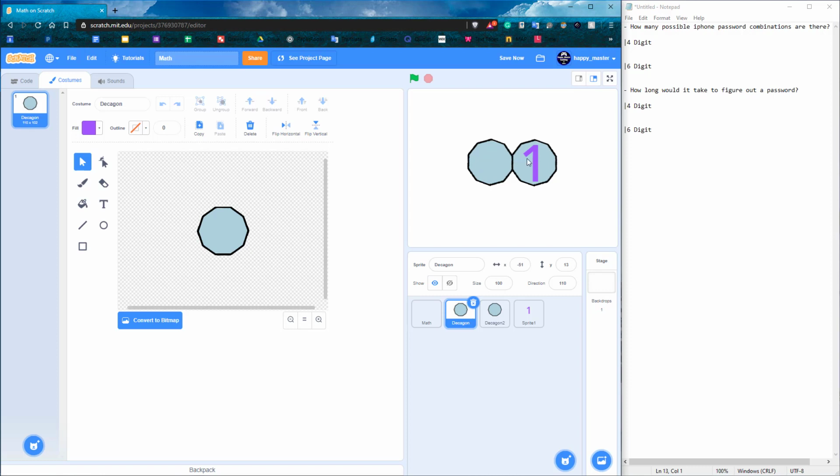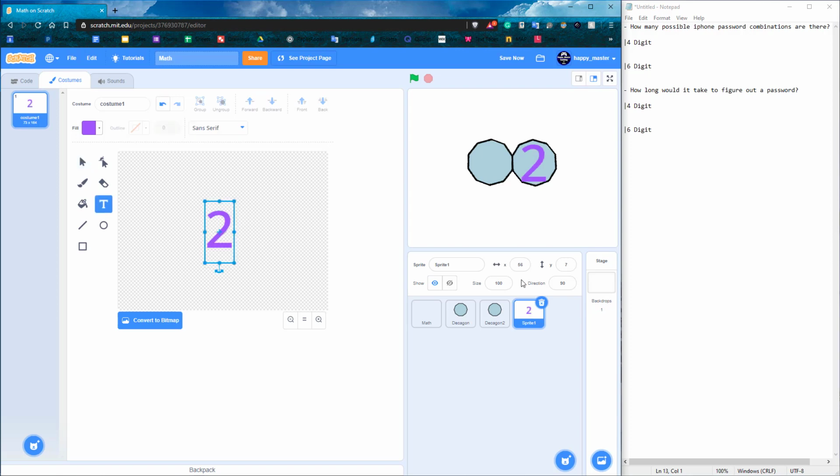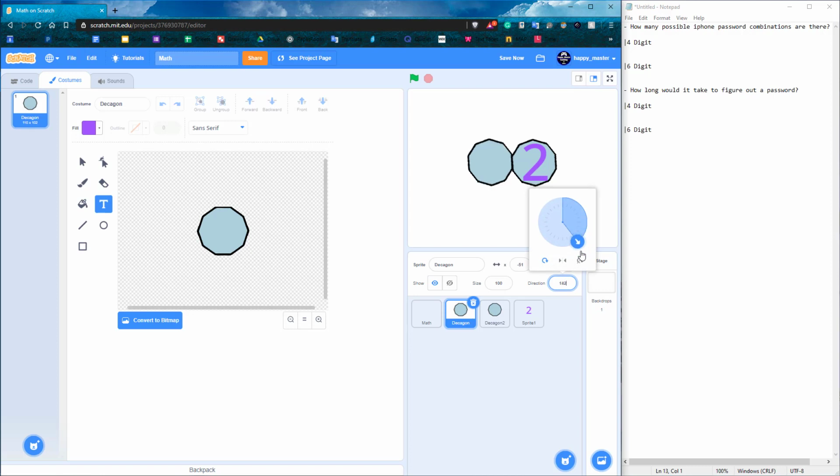Then you could take this one and rotate it this way, so this one's now 2. Now that this one's 2, the other one goes 1, 2, 3, 4, 5, 6, 7, 8, 9, 10. That's 10 different combinations for 2, so that's 20, and we've only gone through 2. There are 10 of them, so the answer is 100 possible combinations for a 2-digit password. Basically, there are 10 digits and you have a 2-digit one, so it's just 10 times 10, which is 100.